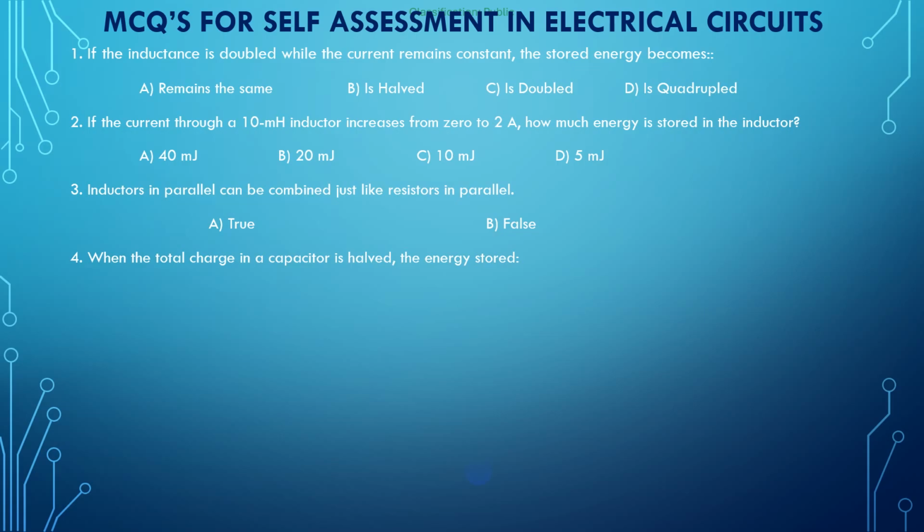So the square of half is 1 by 4. So it is decreasing 4 times, that is 1/4. Double or quadruple: quadruple means 4 times, and if it is 1/4, it means 1 by 4. Right? So this is the answer. Q square is coming here, so if the charge is half, then the energy will be 1 by 4.